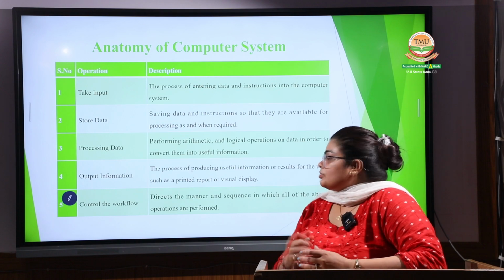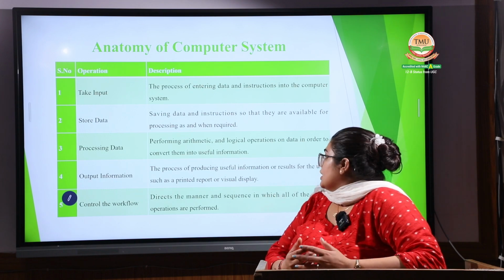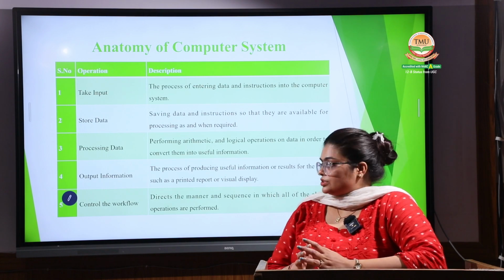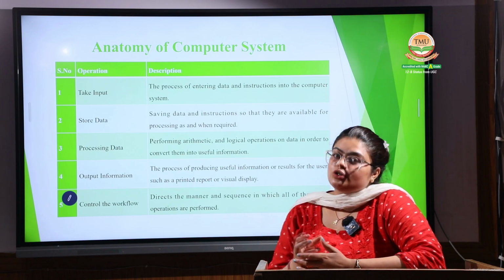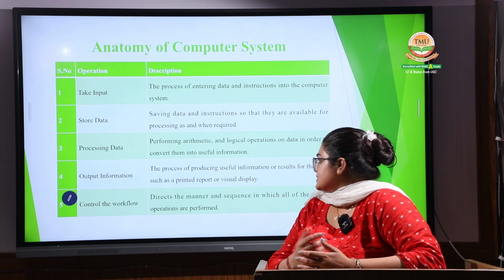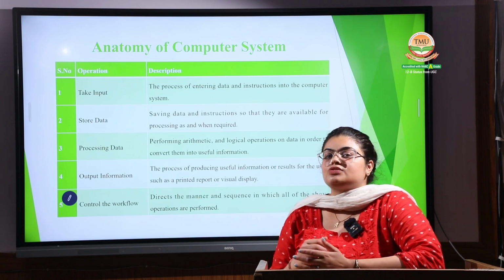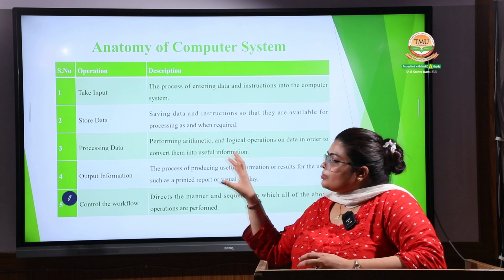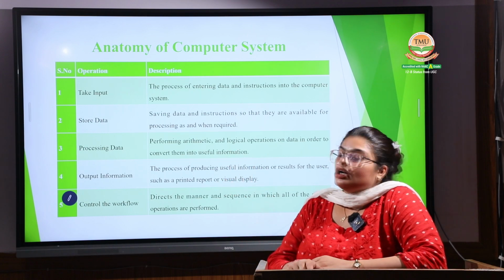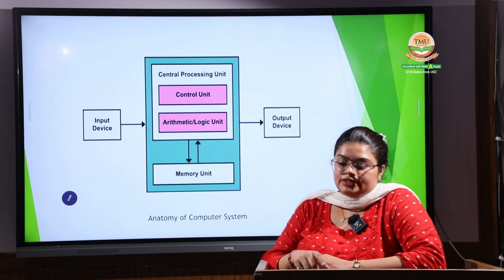Output information, this is the process of producing useful information or the result for the users. And the last, control the workflow. That means a control unit directs the manner and the sequence in which all the operations are performed. So these are the 5 types of operations performed by the anatomy of computer through this overall data.